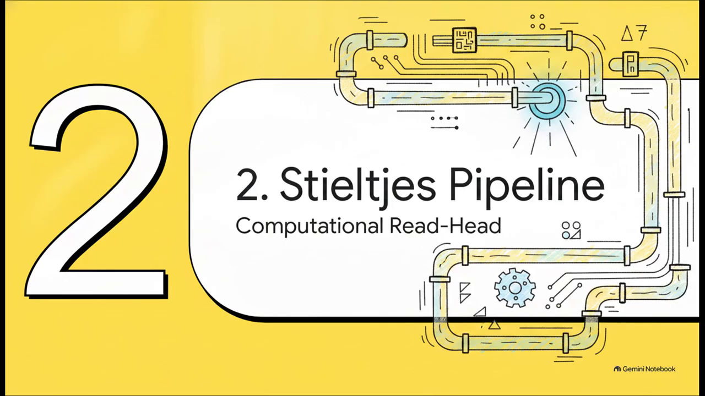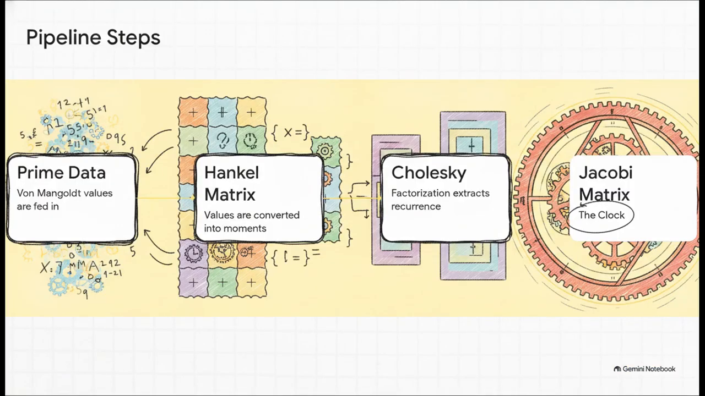The Stieltjes pipeline. Think of this as our computational read head. Now that we have our raw data pegs, how does the machine process them? We kind of need to treat this pipeline as a physical computational read head. Let's see how this builds step by step. First, our raw prime data gets fed into the system to populate a highly structured grid called a Hankel matrix. From there, the machine performs a sort of mathematical peeling process, a Cholesky factorization, extracting a recurring pattern from the data. And finally, that spits out the Jacobi matrix, which is what we call the clock.